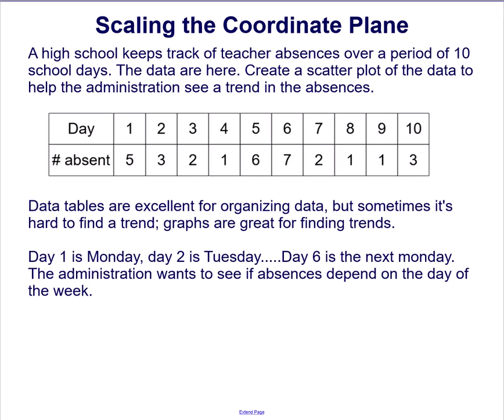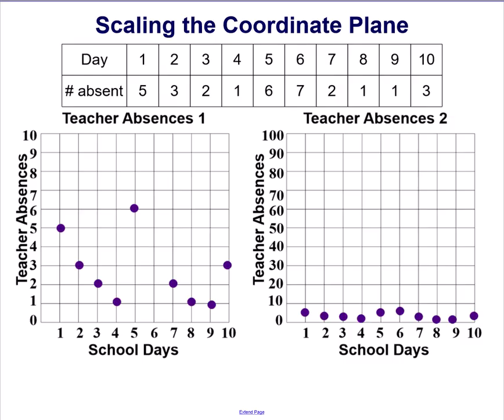The administration wants to see if absences depend on the day of the week. There are 2 graphs represented here showing the same data. On the left graph, which is called teacher absences 1, and here we have on the right teacher absences 2. It's the same data, but take a moment and analyze the way these graphs are scaled or numbered. What do you notice about the similarities and differences of these 2 graphs?